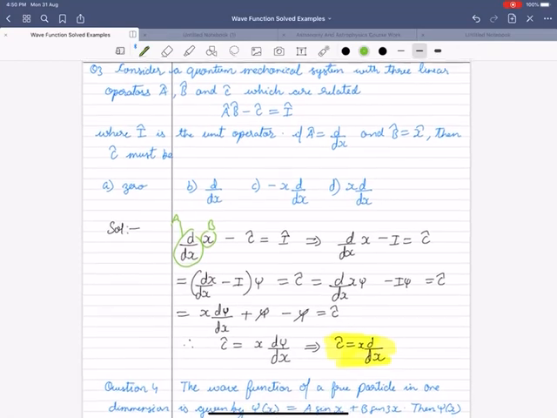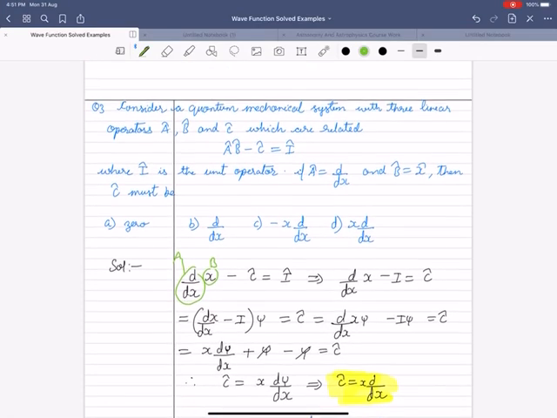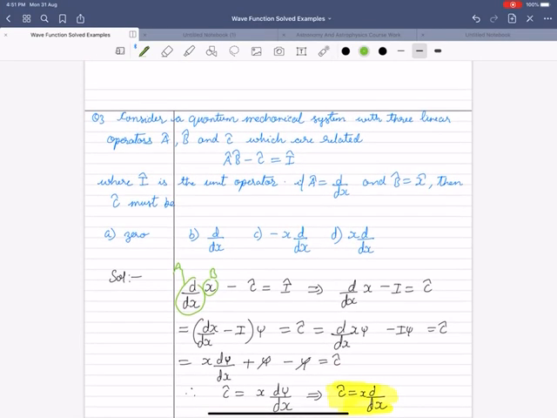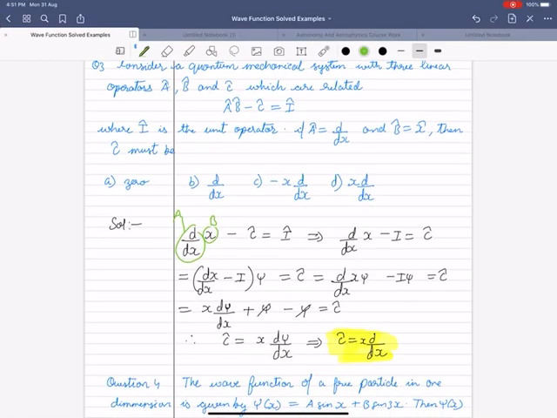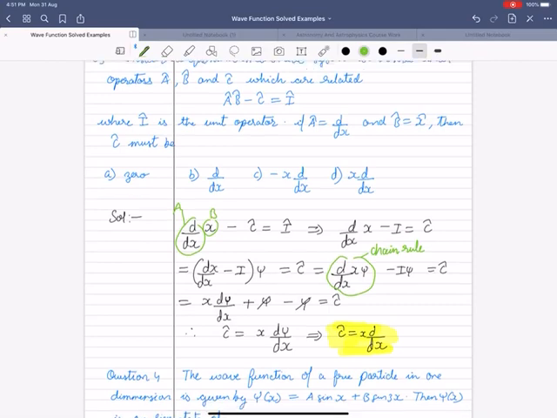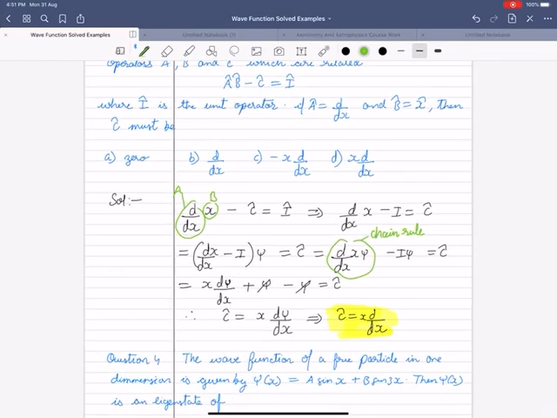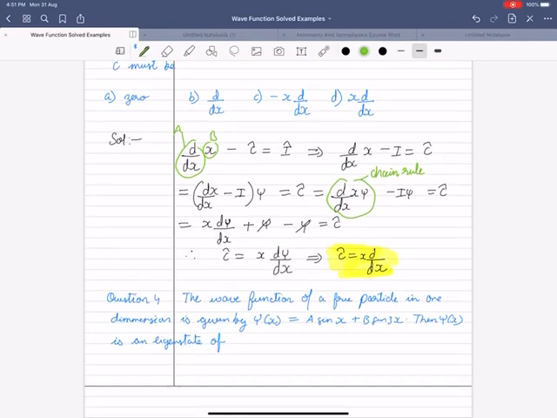When you solve, d by dx minus I is equal to c, and you take a, b on one side and c on the other side, then you will easily get it. Here also you have to apply the chain rule of differentiation, so you will automatically get the answer cx into d by dx. Okay, so now question number 4.